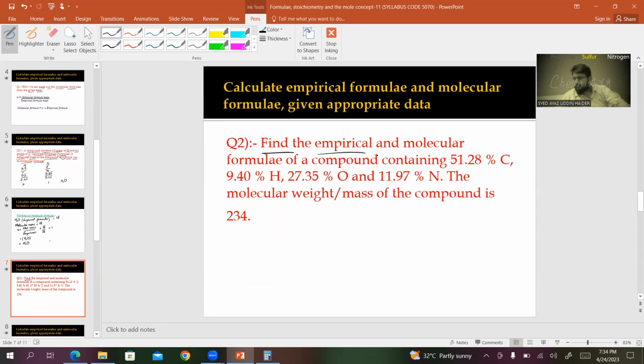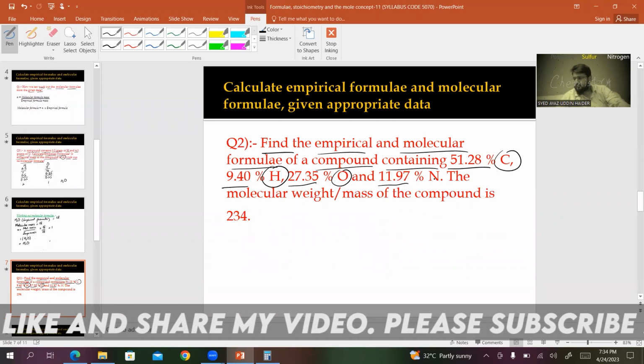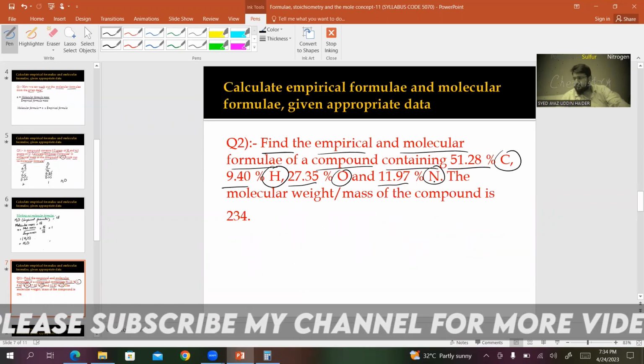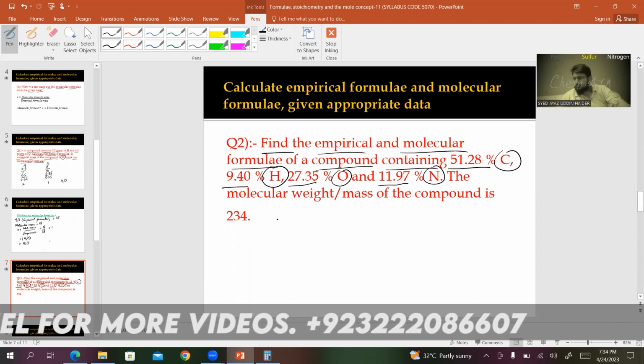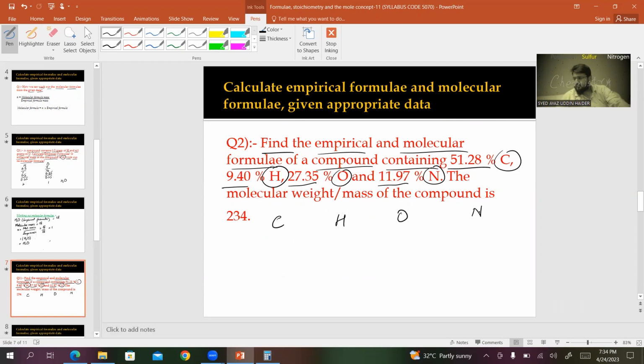Question number 2. Find the empirical formula and molecular formula of a compound containing 51.28% carbon, 9.40% hydrogen, 27.35% oxygen, and 11.97% nitrogen. So we have carbon, hydrogen, oxygen, and nitrogen. Further, the molecular weight or mass of the compound is 234. So first of all, we will work out the empirical formula.